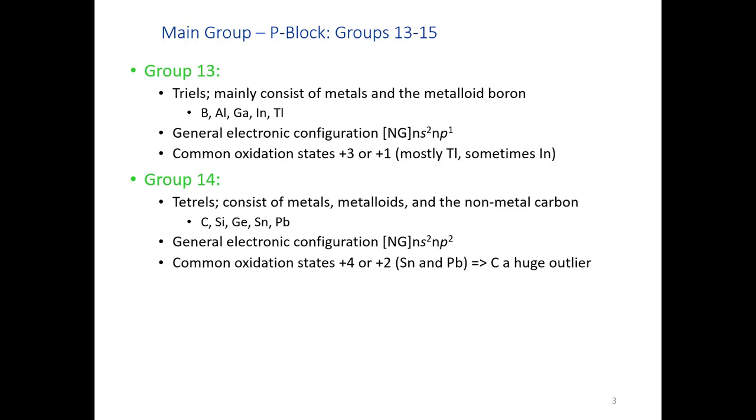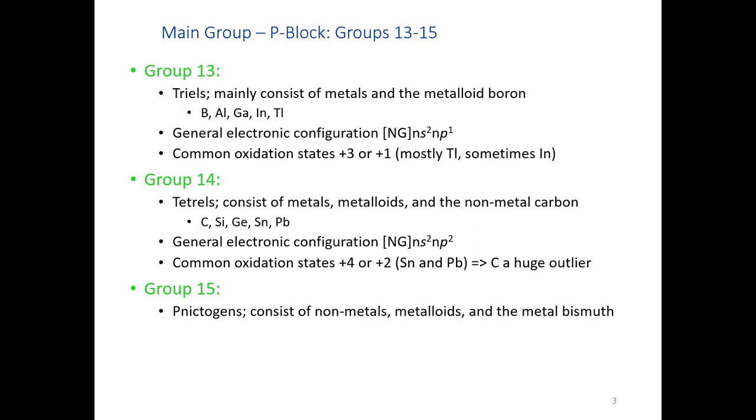The most common oxidation states are +4 for silicon and germanium, +2 for lead, and tin can adopt +4 or +2. Carbon, however, is a huge outlier and can have oxidation states anywhere between -4 and +4.